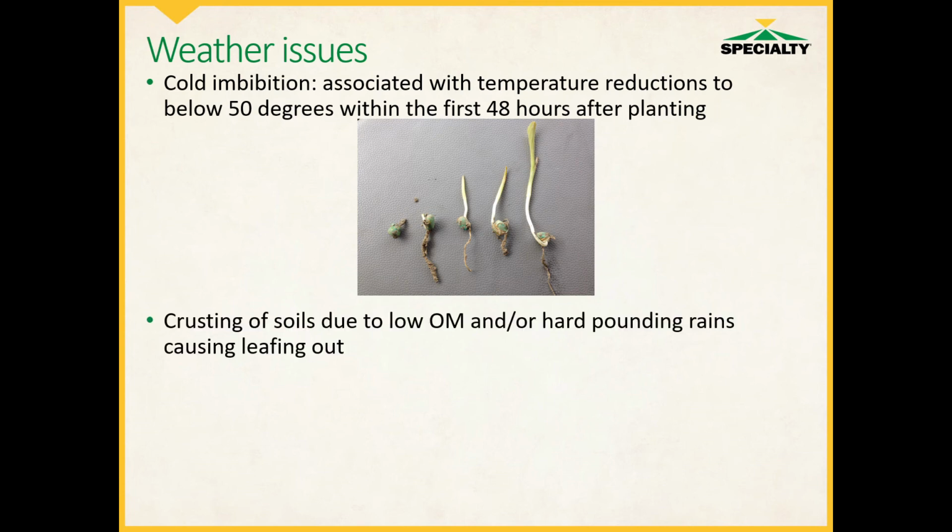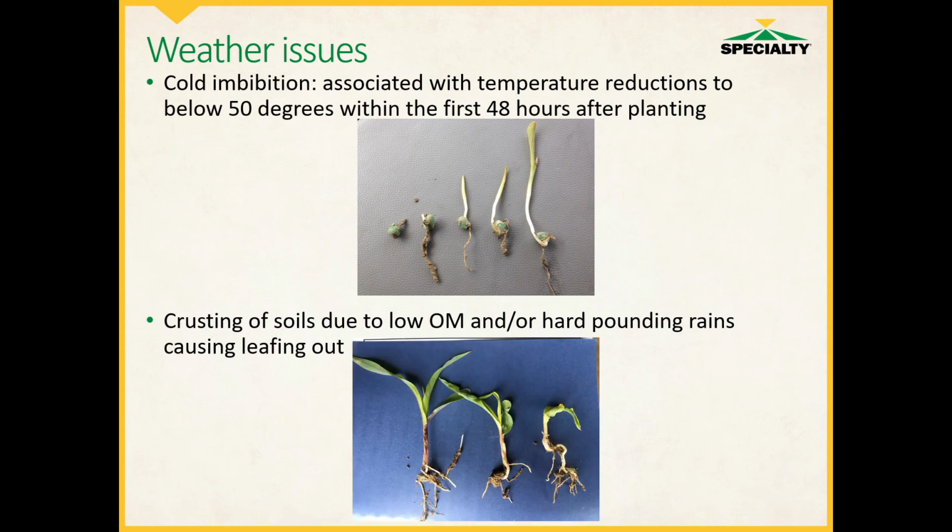Now, the other one that I typically run into here in eastern Indiana is the crusting of soils due to low organic matter and or hard pounding rains that causes plants to leaf out as they're trying to emerge. So as long as our plants are able to make it, they typically grow out of this. It's just a problem. As you can see, it looks a little bit funky to start, as well as potentially causing plants to lag behind. Thus, they aren't as competitive versus their earlier emerging mates that are right beside them.